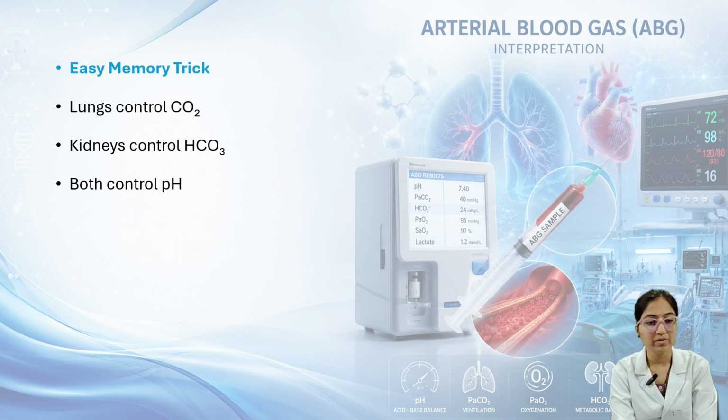And then an easy memory trick. The memory trick is that lungs control carbon dioxide, kidneys control bicarbonate, that is hydrogen carbonate, and then both control pH. You have to keep it in mind.